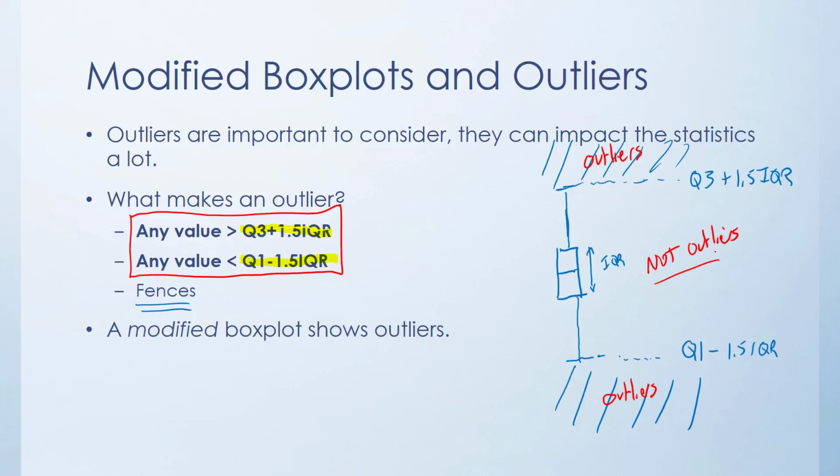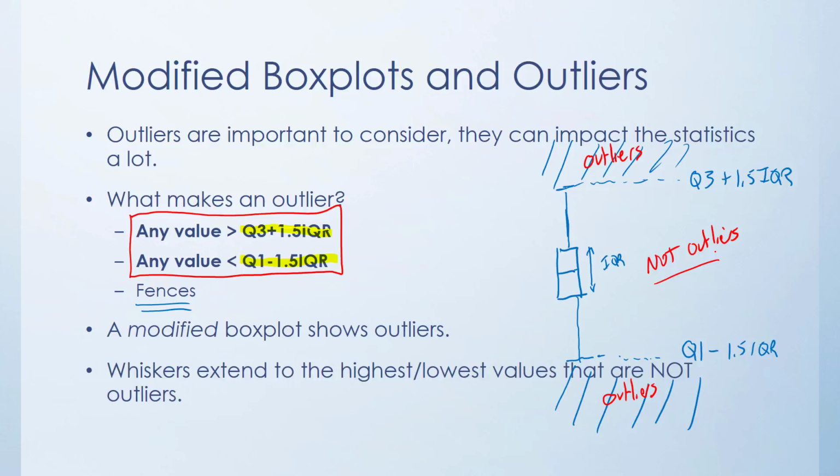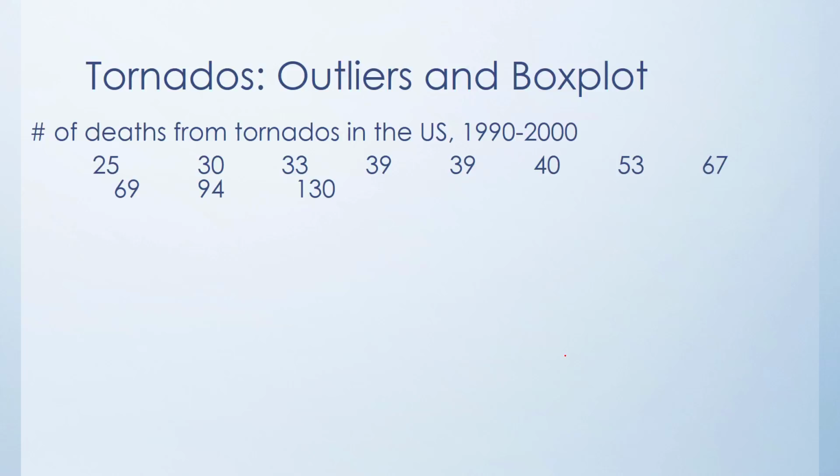Okay? So once we've identified these fences, we draw our whiskers out to the highest and lowest values that are not outliers. So I'm going to label fence and fence right there. Okay? So let's do an example.